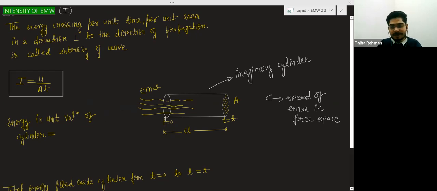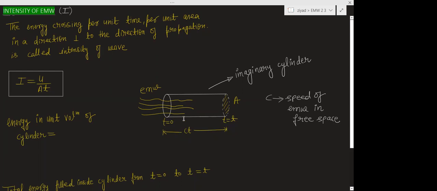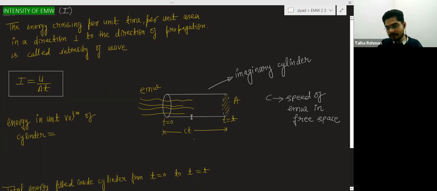Now, from time t is equal to 0 to time t is equal to t, the distance that the electromagnetic wave will cover is equal to speed into time. Speed of the electromagnetic wave is c, t is the time. So this distance will be covered by the electromagnetic wave. First thing, this thing should be clear.